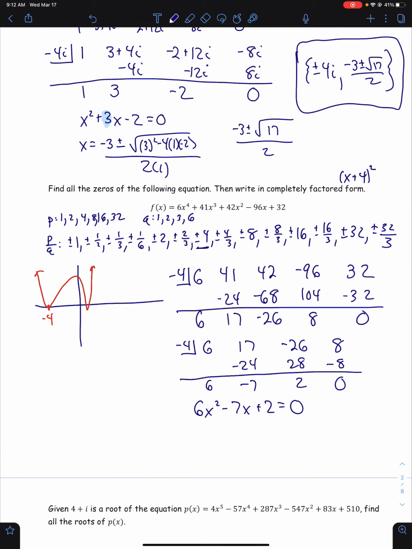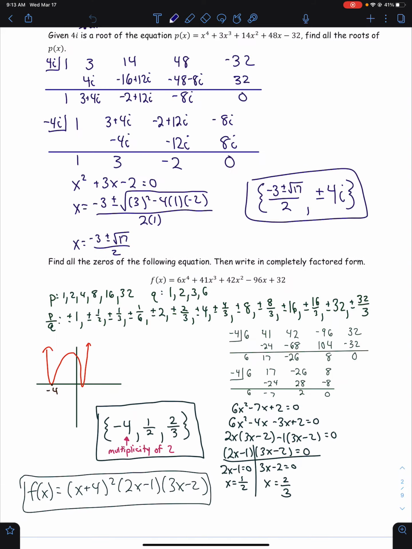Okay, so now we have our last factor is quadratic. So we could do completing the square. We could do the quadratic formula. Or if it's factorable, hopefully it is, we can do factoring. So take a second here, find those last 2 zeros, pause the video, and play it once you're done. So it was factorable, and our 2 zeros would be 1/2 and 2/3.